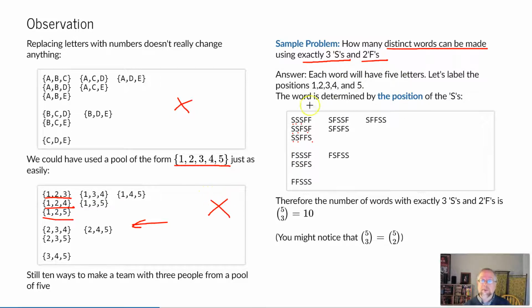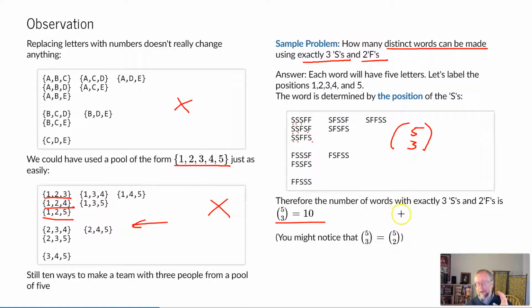And so the number of words that we can spell with exactly 3 S's and exactly 2 F's is the number of ways we can make a team of size 3 from a pool of 5 candidates. It's 5 choose 3. So said more colloquially, how many ways can I choose 3 from 5? So that's a little bit of a shorthand, and if you're not used to hearing it, it might sound a little bit awkward, but it's pretty common for people to say it that way. And so the answer to this question is exactly the same as what it was before. 5 choose 3 is 10.